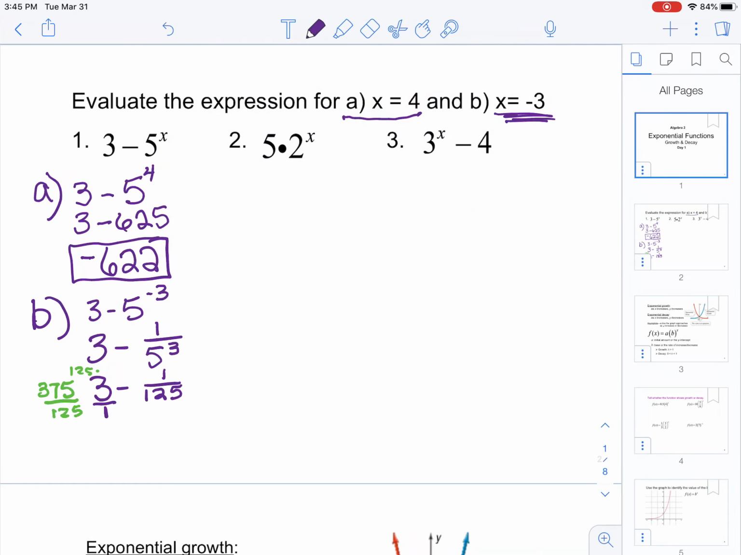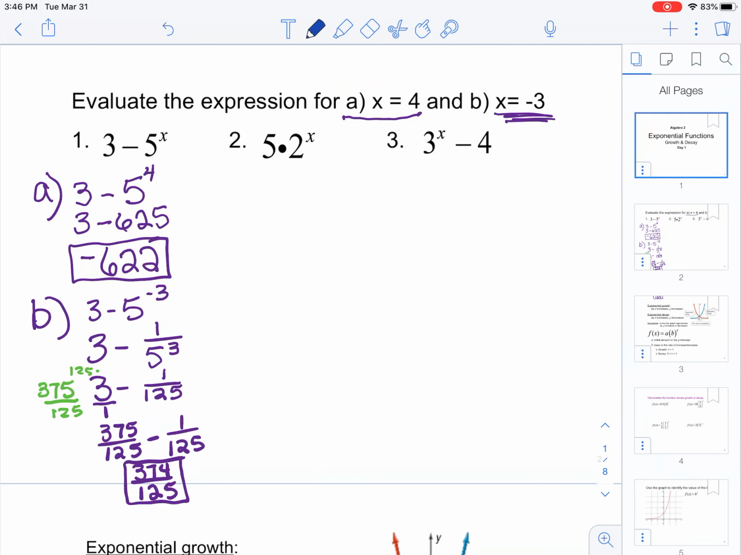So now I have 375 over 125 minus 1 over 125, which gives us a total of 374 over 125 as our answer. All right, good. Let's do the next one.